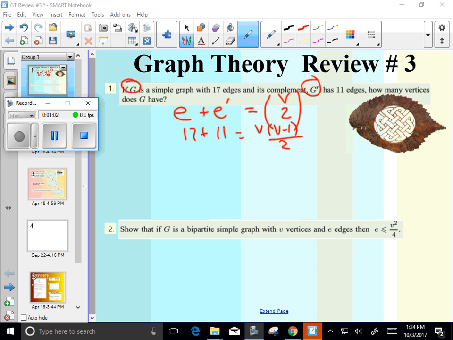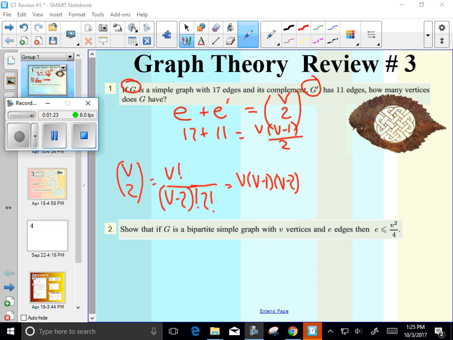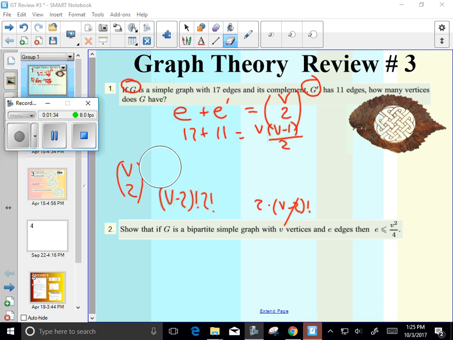Anybody having problems with where that formula came from? Do you want me to show that? Sure. So you have V choose 2. That's going to be V factorial over V minus 2 factorial times 2 factorial in the denominator. So this is V times V minus 1 times V minus 2 factorial over 2 times V minus 2 factorial. See how those cancel and give you that? I love that kind of math.